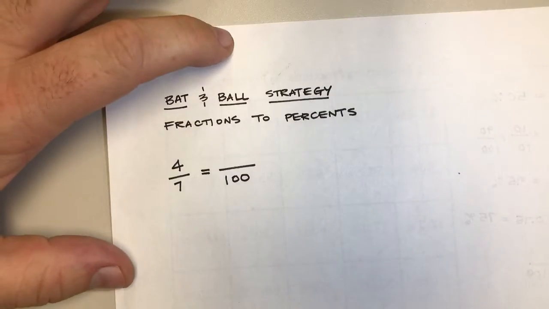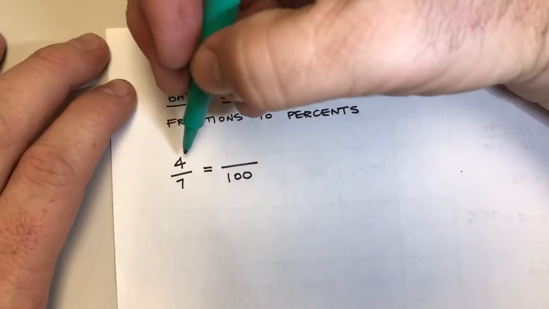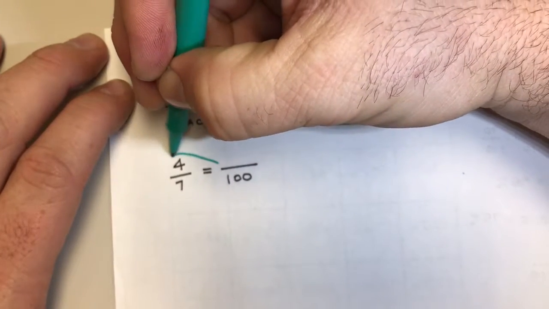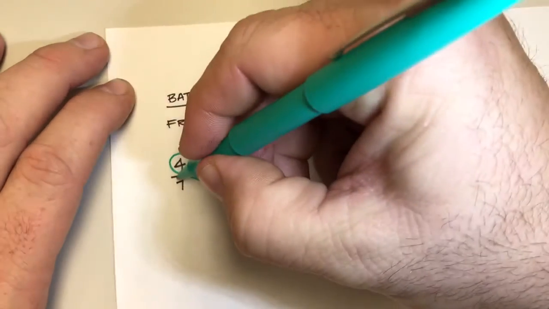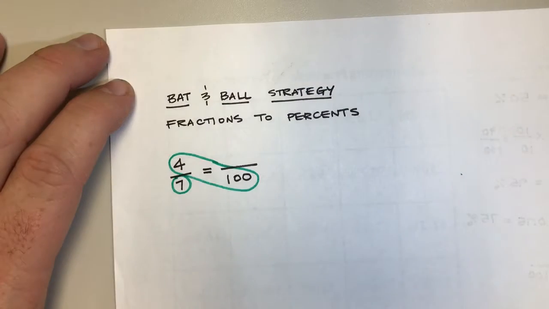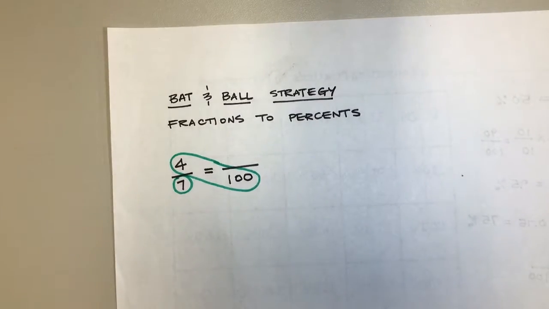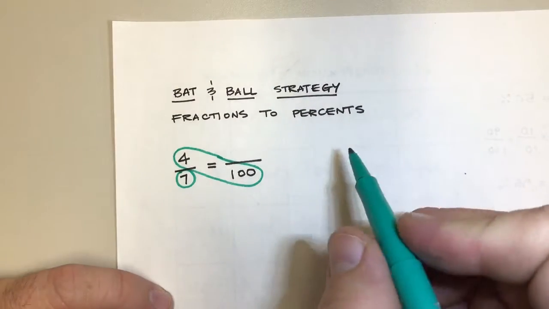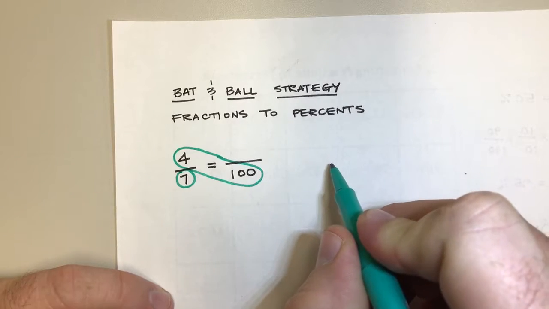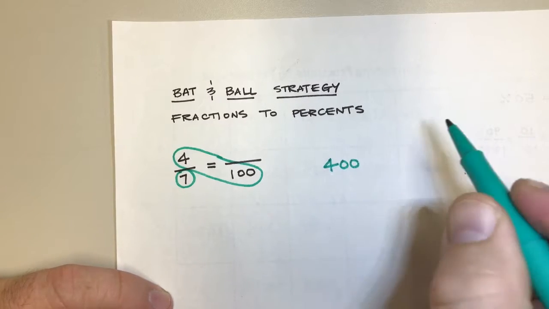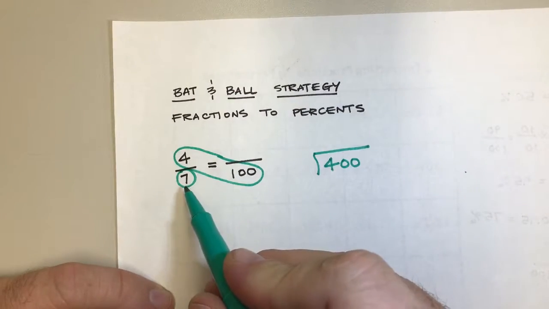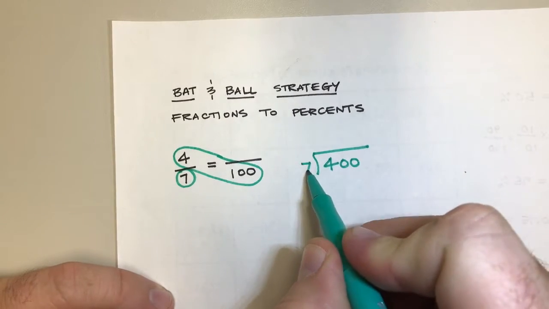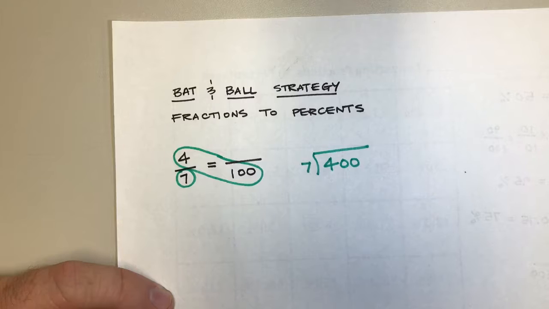The bat and the ball strategy basically is some cross multiplication. We're looking at these two as our bat, and the other value that we know, the 7 here in this case, is our ball. And what we're going to do is cross multiply the 4 and 100 to get 400, obviously. And we're going to divide 400 by the number that is the ball. So 400 divided by 7.